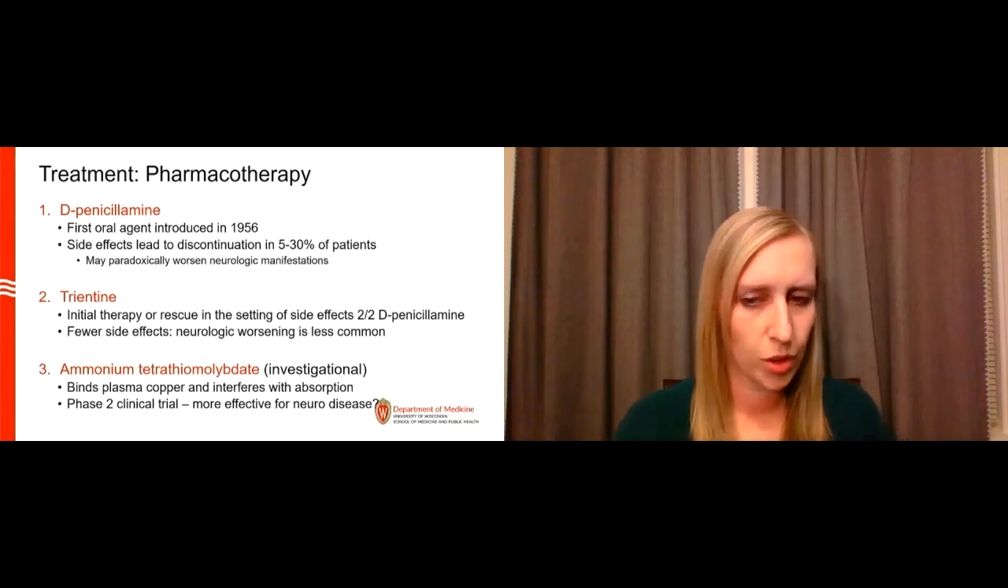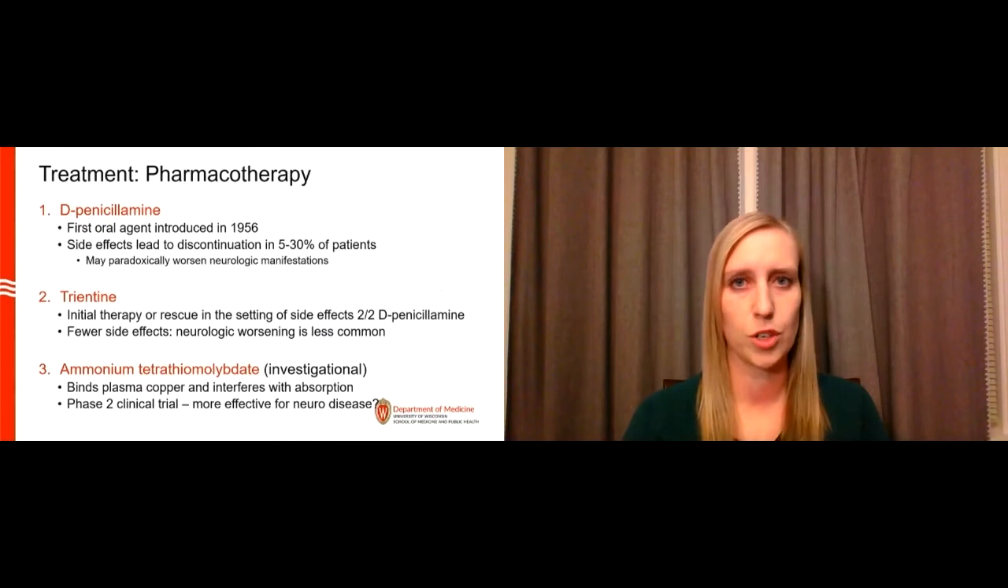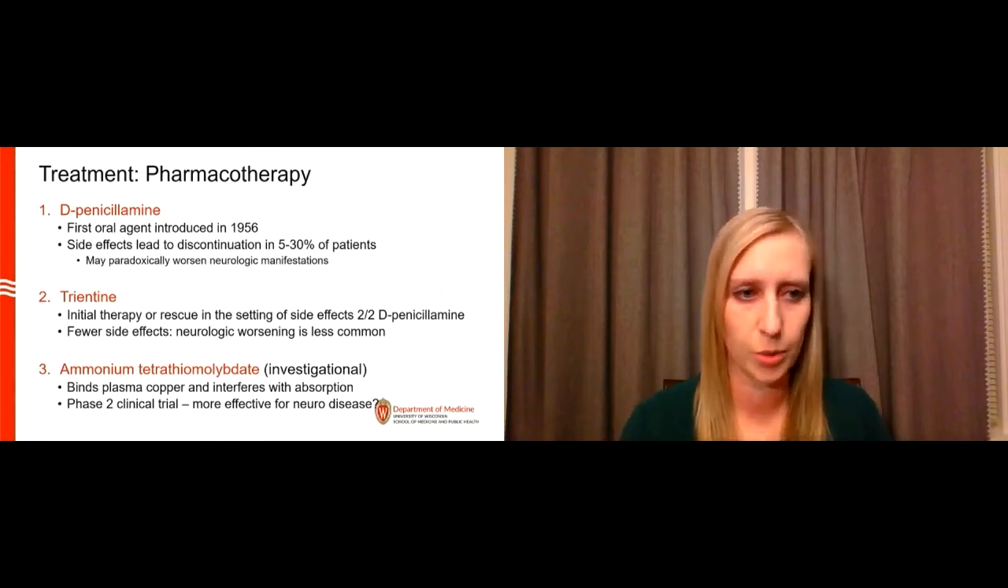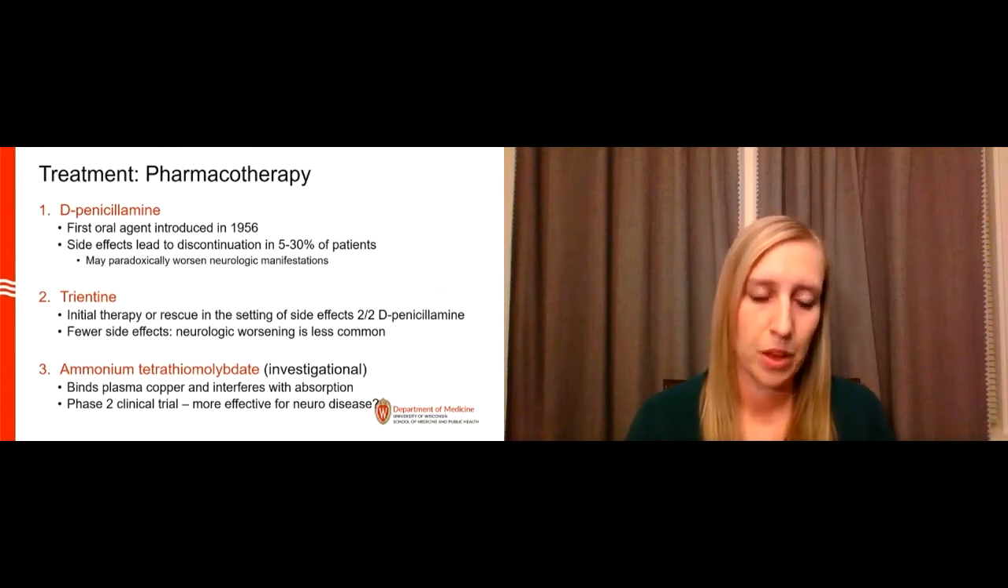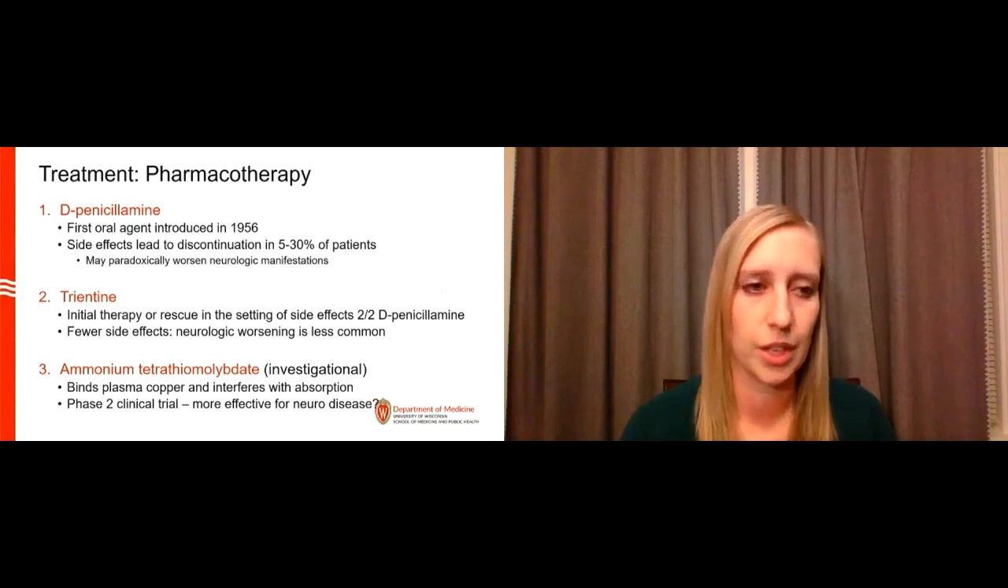So the first two are the ones to focus on here. D-penicillamine was the first oral chelator that was introduced in the 1950s for treatment of Wilson disease. It's a very effective agent, and it was used for a long time with good effects. The issue with this one is that it does have a fairly significant side effect profile.